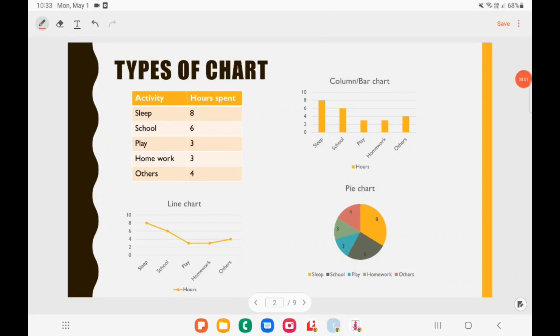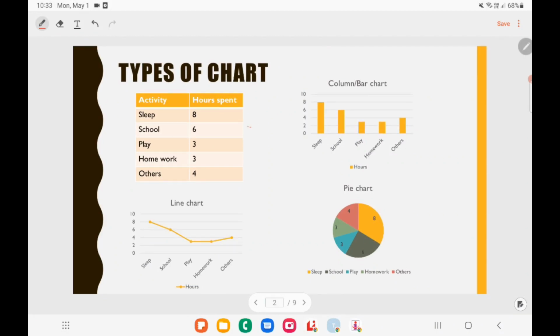So guys, here I have given different representations of the same data. Here the same data I have given as a table, as a column chart, as a line chart, and as a pie chart. So if you look into the topic, its name is data interpretation.